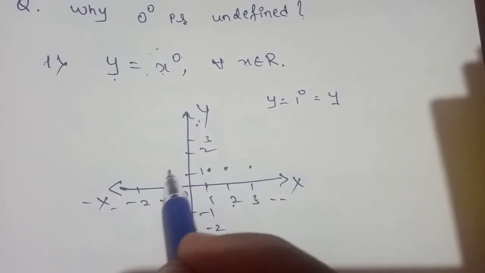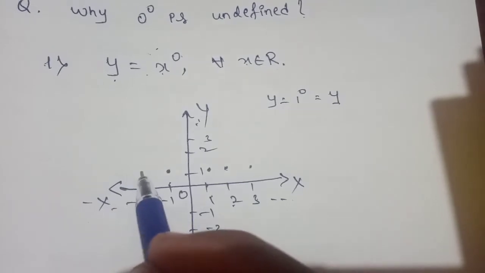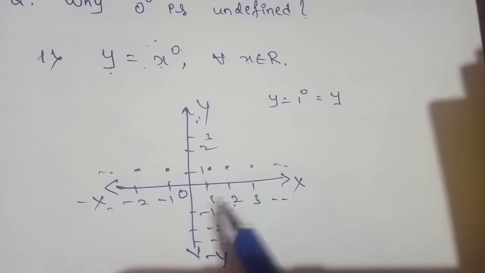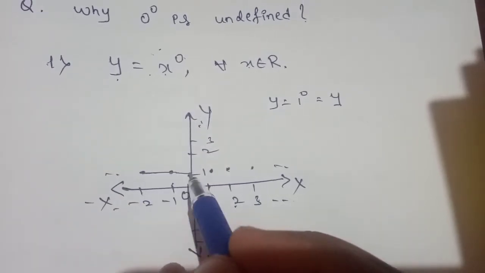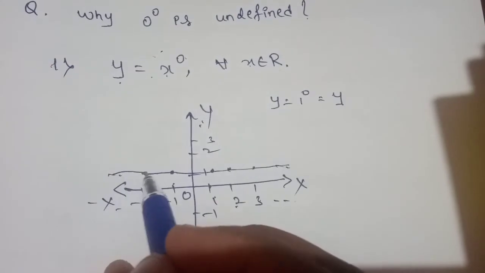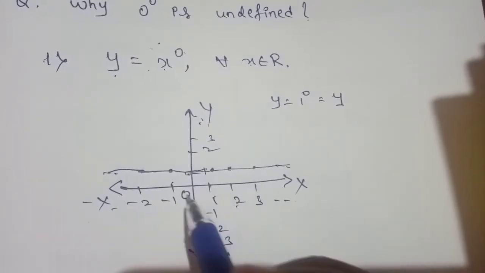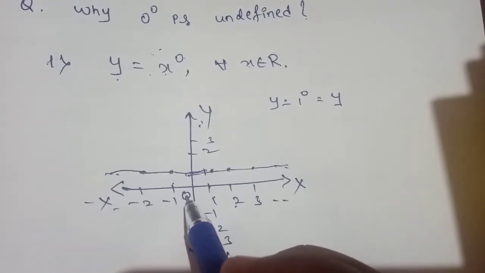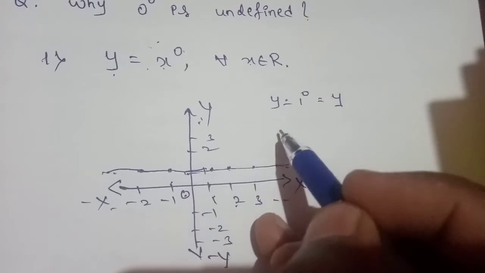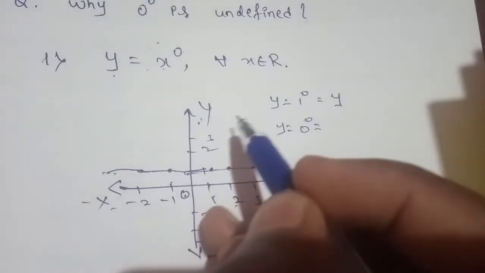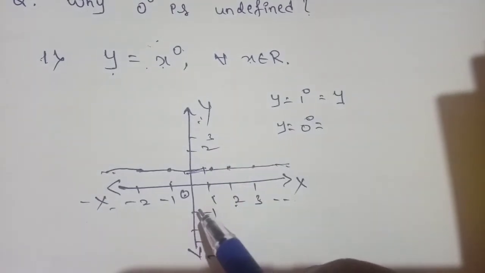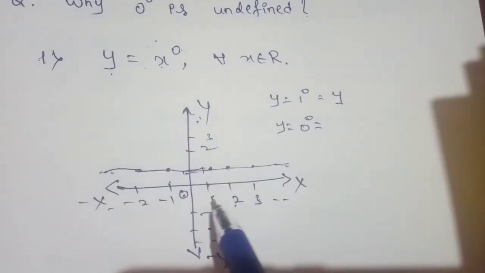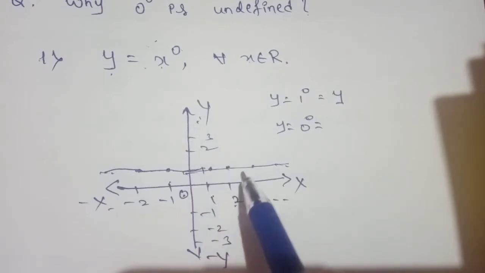Minus 1 power 0 is also 1, minus 2 power 0 is also 1, like that. Now, to join all these points, if I give x is equal to 0, then by the induction hypothesis, that is, by giving values other than 0, I am getting 1: 1 power 0 is 1, 2 power 0 is 1, 3 power 0 is 1, like that.